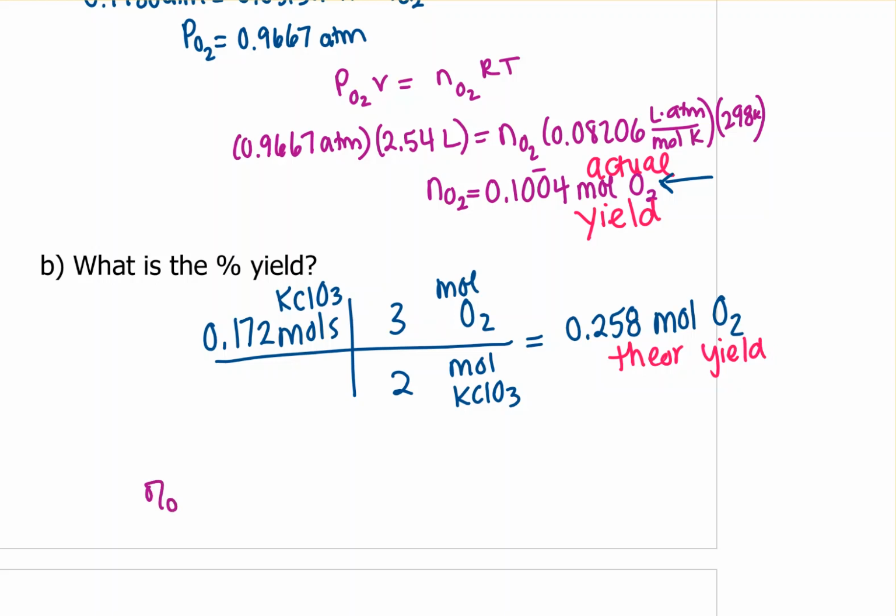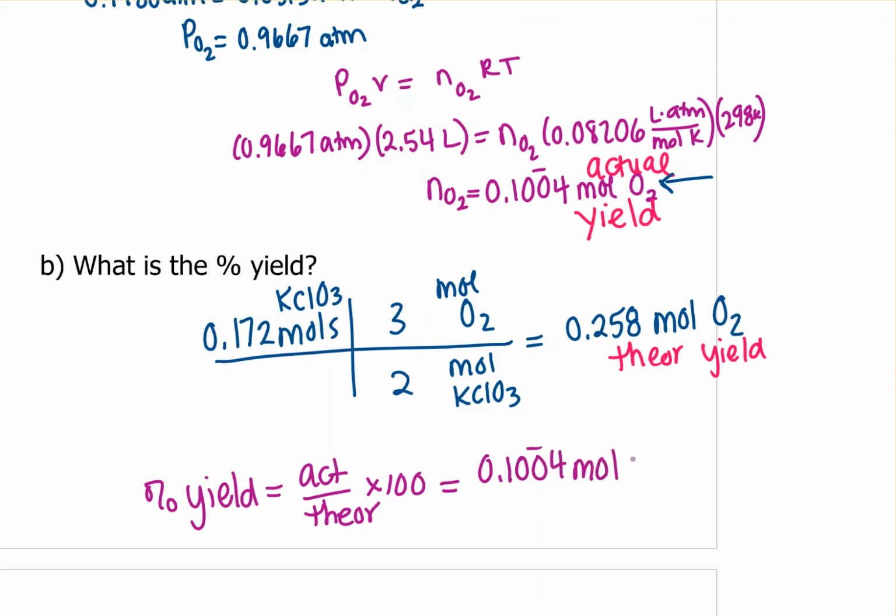And then for our percent yield, it's actual over theoretical times 100. And there we have it.